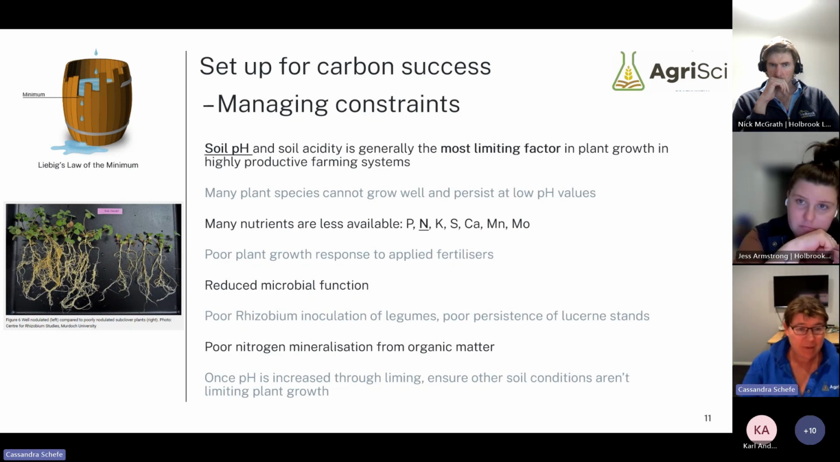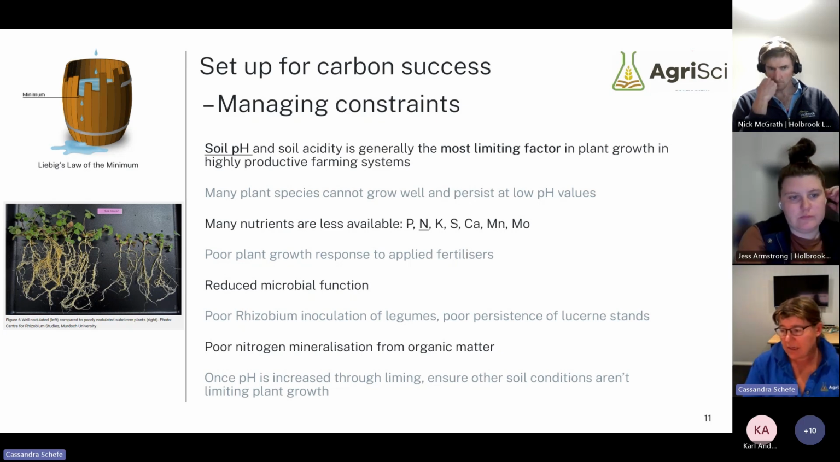There's no function, which means that any litter is just sitting on the surface and not being utilised. We also have poor rhizobium inoculation of our legumes. We know we have poor persistence of lucerne. The other thing to consider is that once pH is increased through liming, we need to ensure that other soil conditions aren't limiting plant growth.